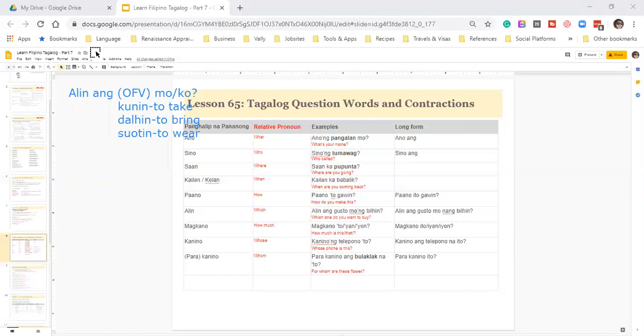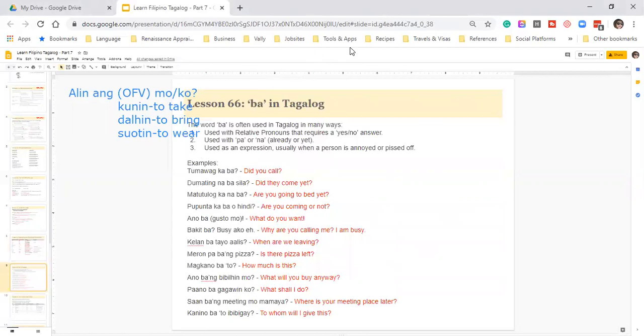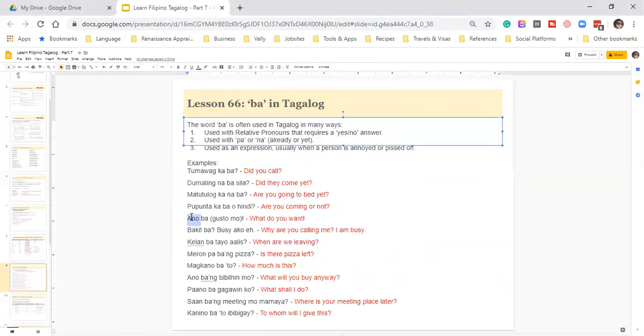All right. Let's go to the next page. This is almost finished. Now, let's look at this ba. Ba is a word that we use in many ways. Number one is we use it with relative pronouns that require a yes or no answer. What do we mean by relative pronouns? So when we say relative pronouns, it's like alin, like ano. Okay, you see these question words? Those are relative pronouns. Okay, question words, kailan ba? I want you to read all of them first.